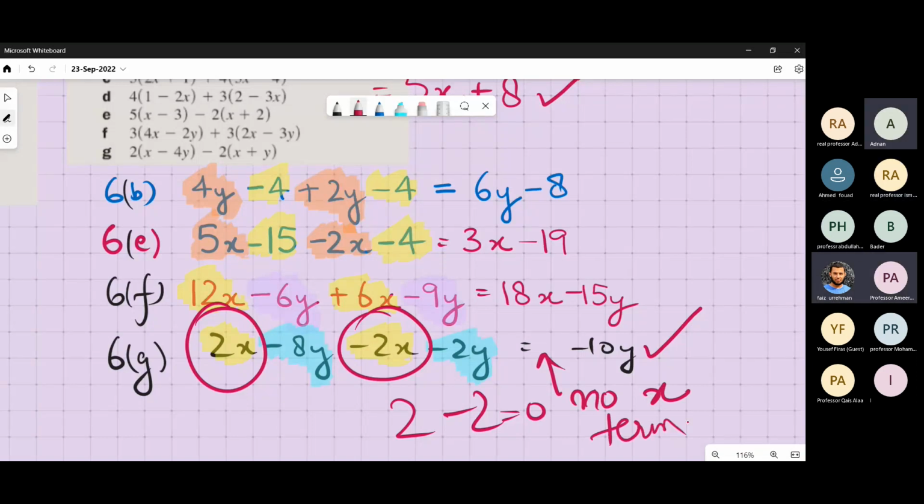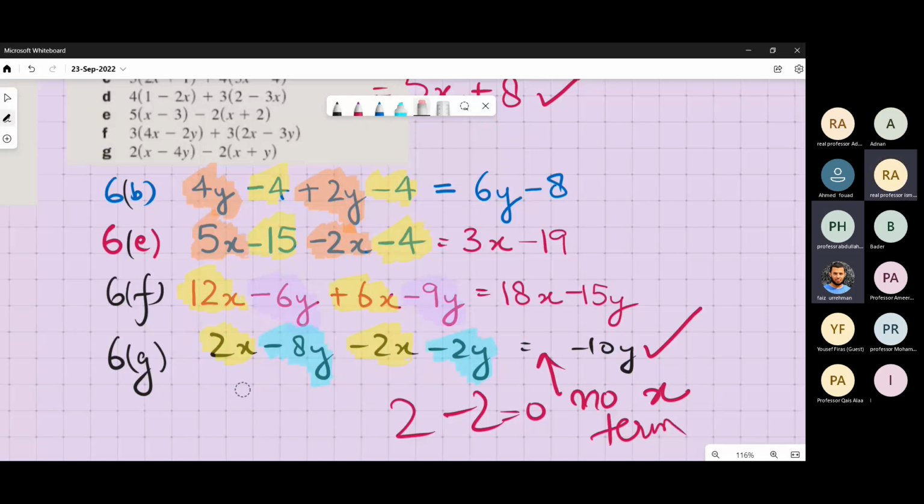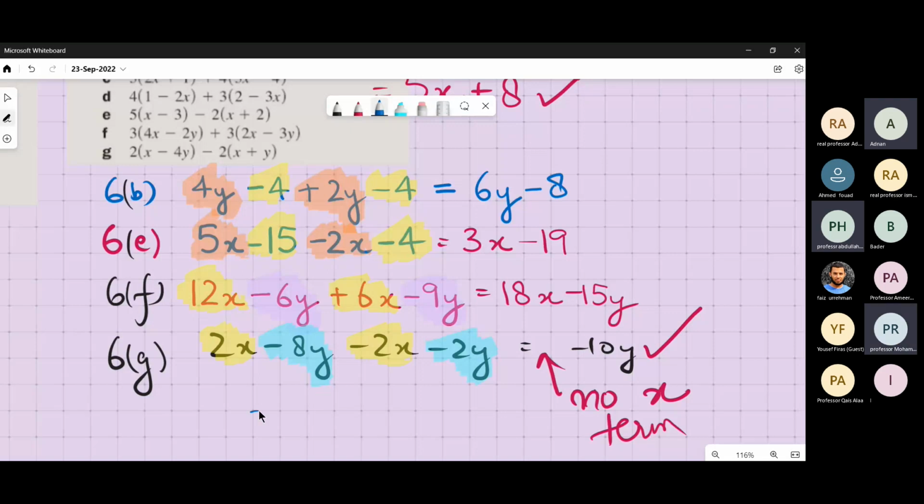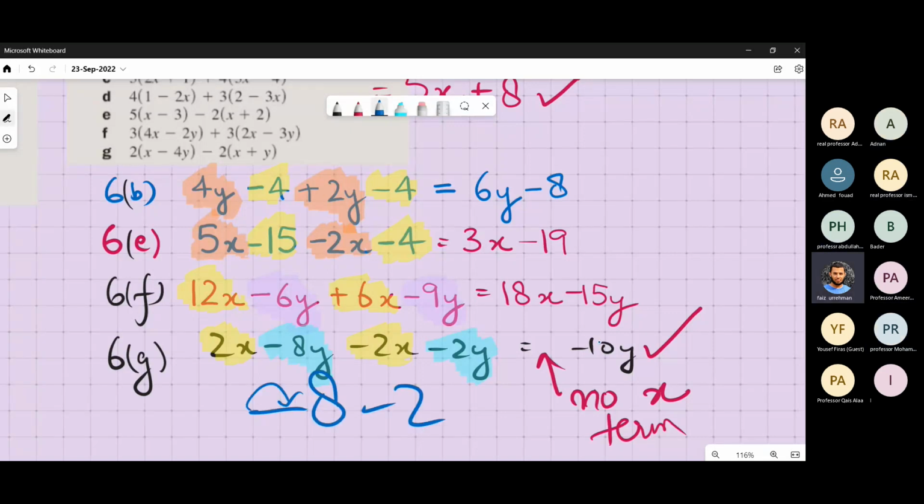Okay, what about y? Look at the blue minus color. Minus 8 and minus 2. We will get 10 and the bigger sign, minus 10y. That's why minus 10y. Clear? Okay.